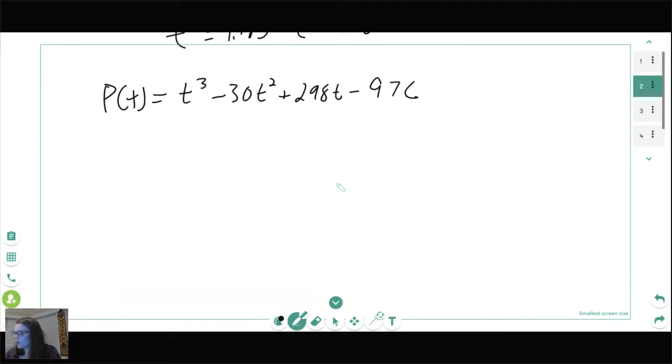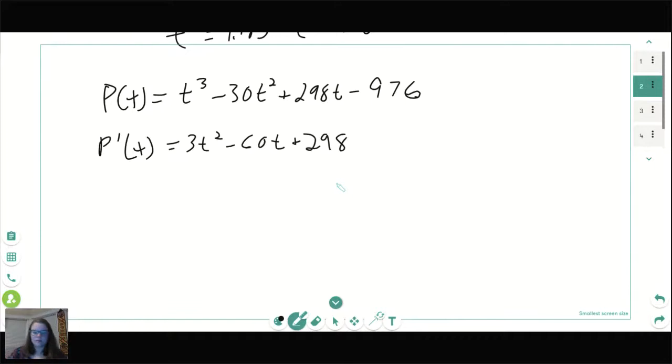So that may solve your problems if you weren't able to get the right answer last time. Sorry, my fault. I need to check my work when I rewrite it. I just needed it to be clearer on the screen for you guys. So now let's find P prime of t again. We get 3t squared minus 60t plus 298. How does that do? Okay, good. It looks like we've got it now.